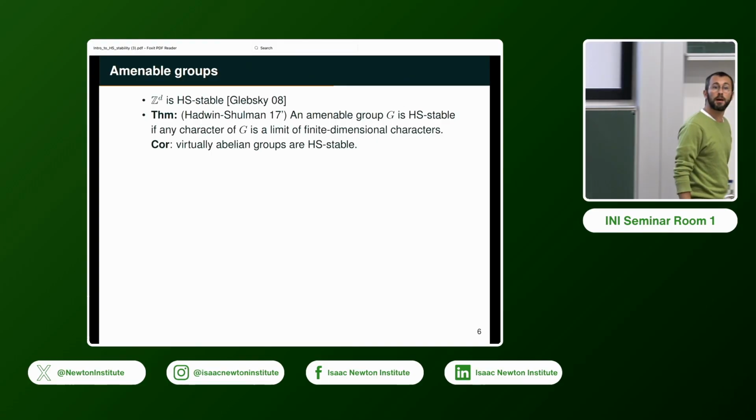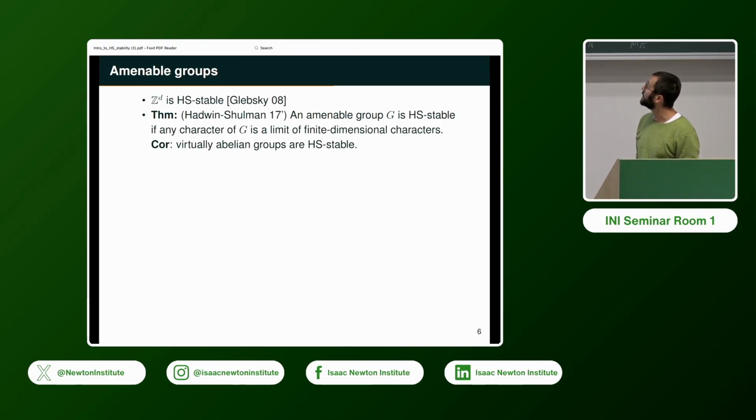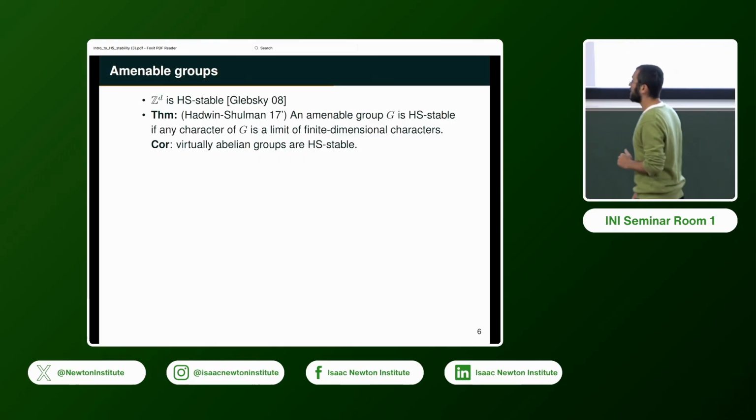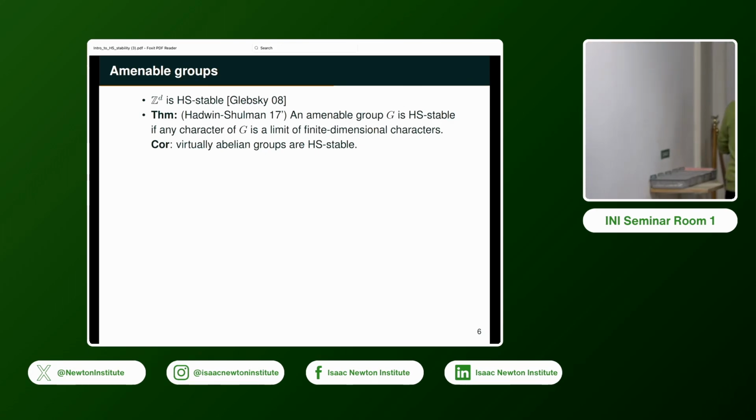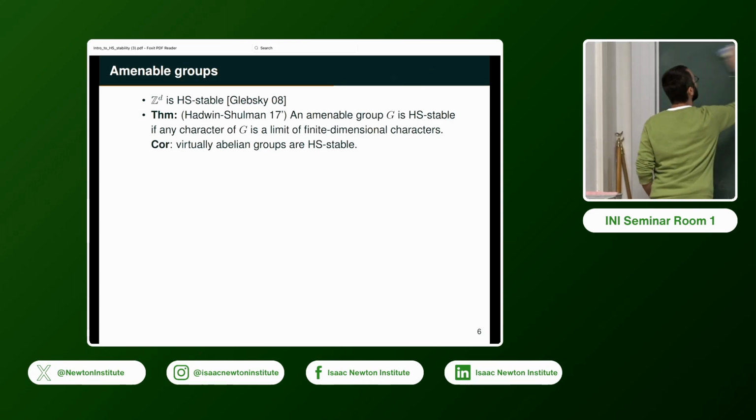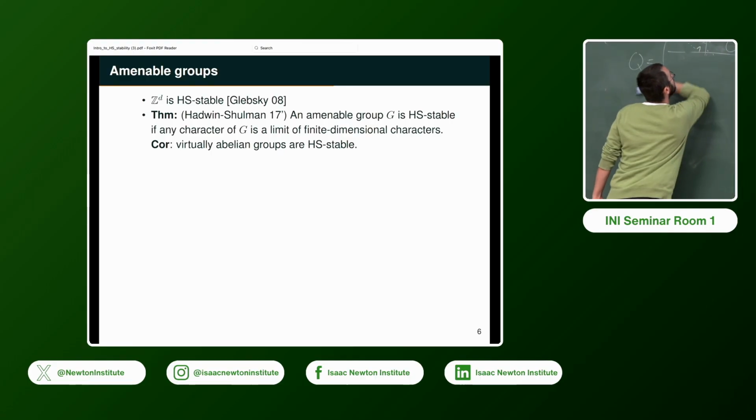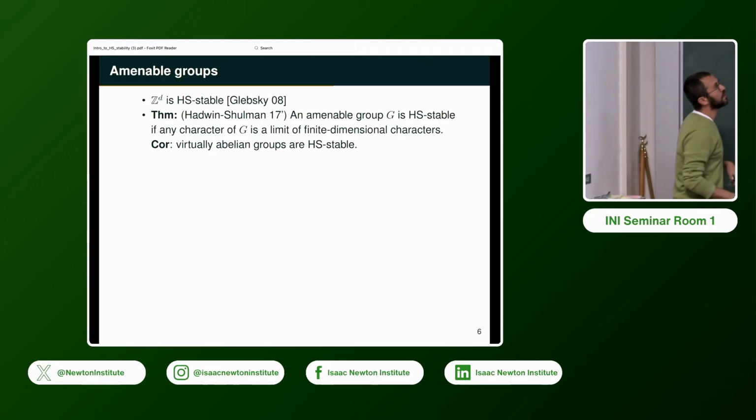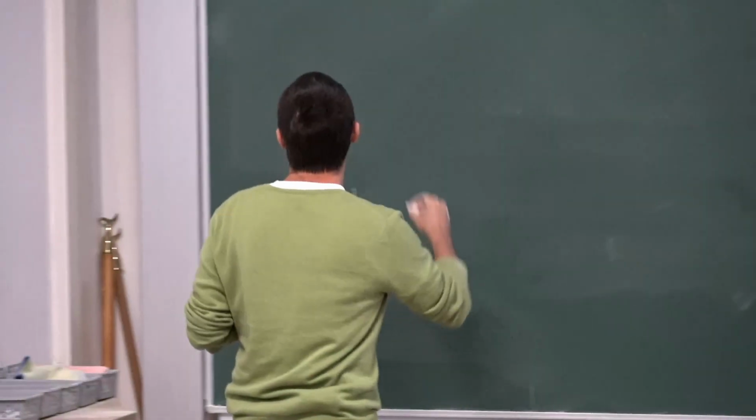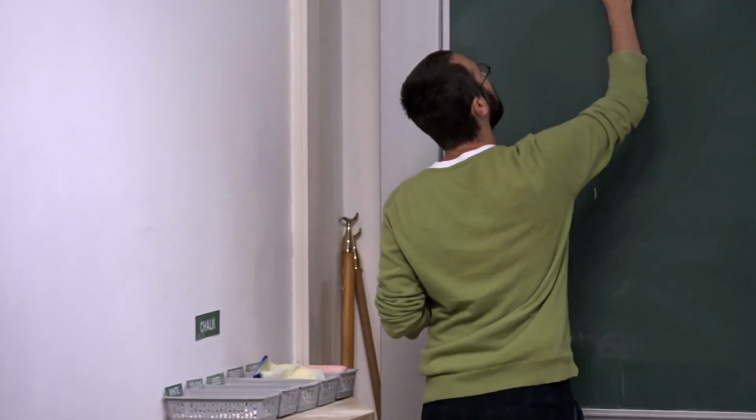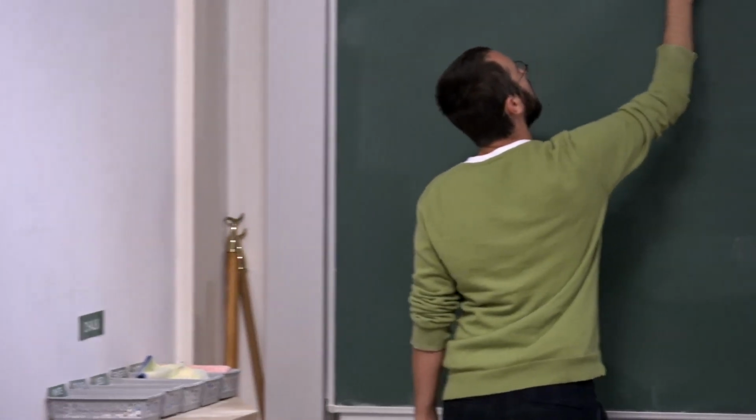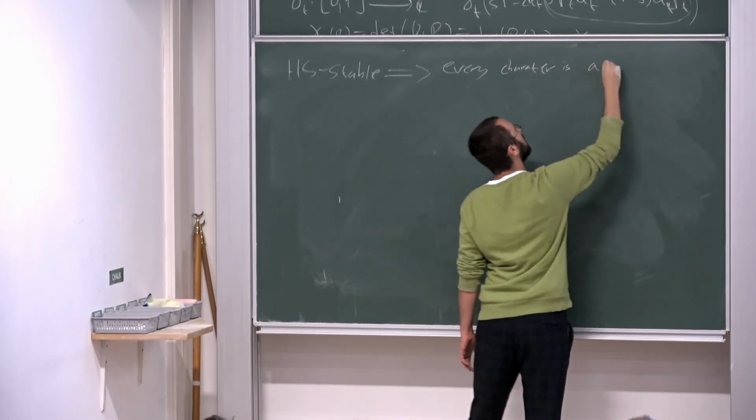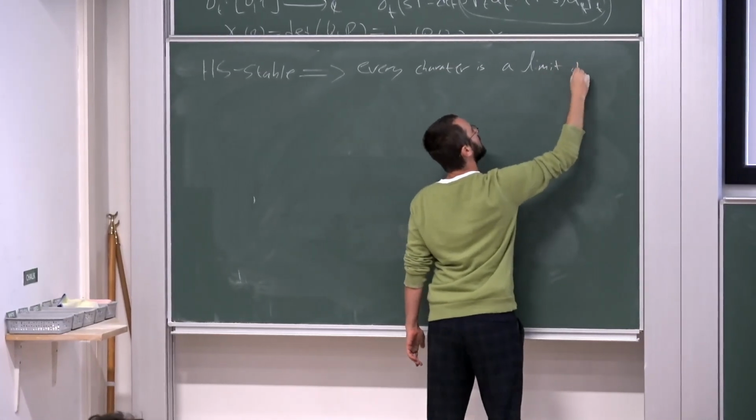I thought maybe saying something about the proof of this result. This will be very sketchy, of course. But let's do the easy direction. The easy direction is to show that if you are Hilbert-Schmidt stable, then every character is a limit of finite dimensional characters.